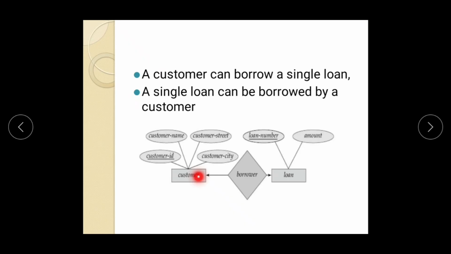So this means that a customer can borrow a single loan, or a single loan can be borrowed by a customer. That is the meaning here. This is the customer entity type, and this is the loan entity type. The customer entity type has the attributes customer ID, customer name, customer street and customer city. The loan has the attributes loan number and amount. This is the relationship type, borrower. Here the cardinality ratio is 1 to 1: a customer can borrow a loan, and a single loan can be borrowed by a customer. That is the meaning here.